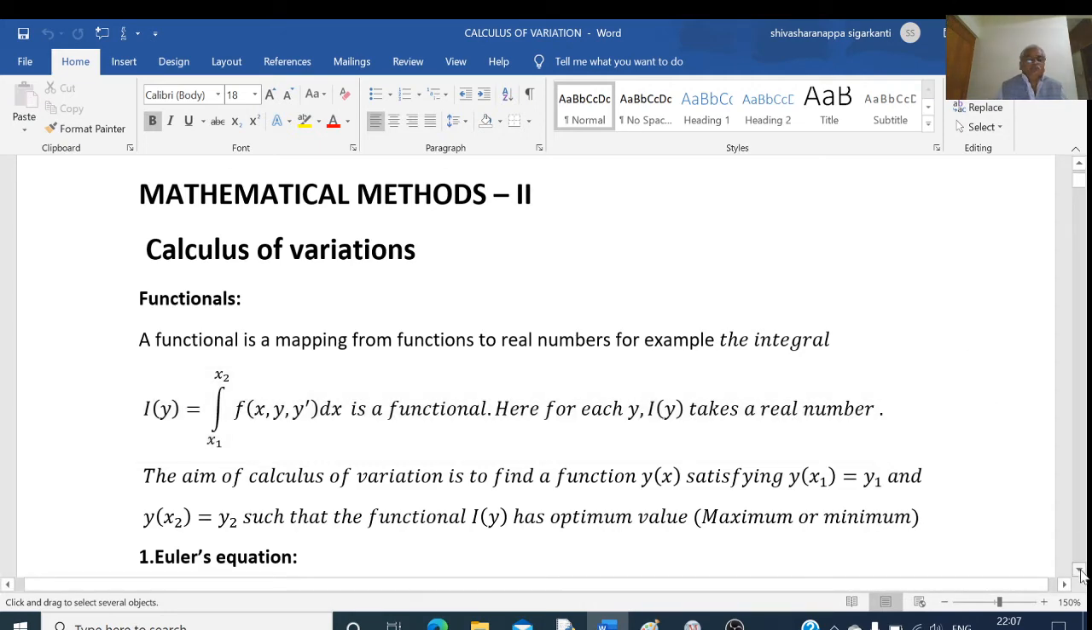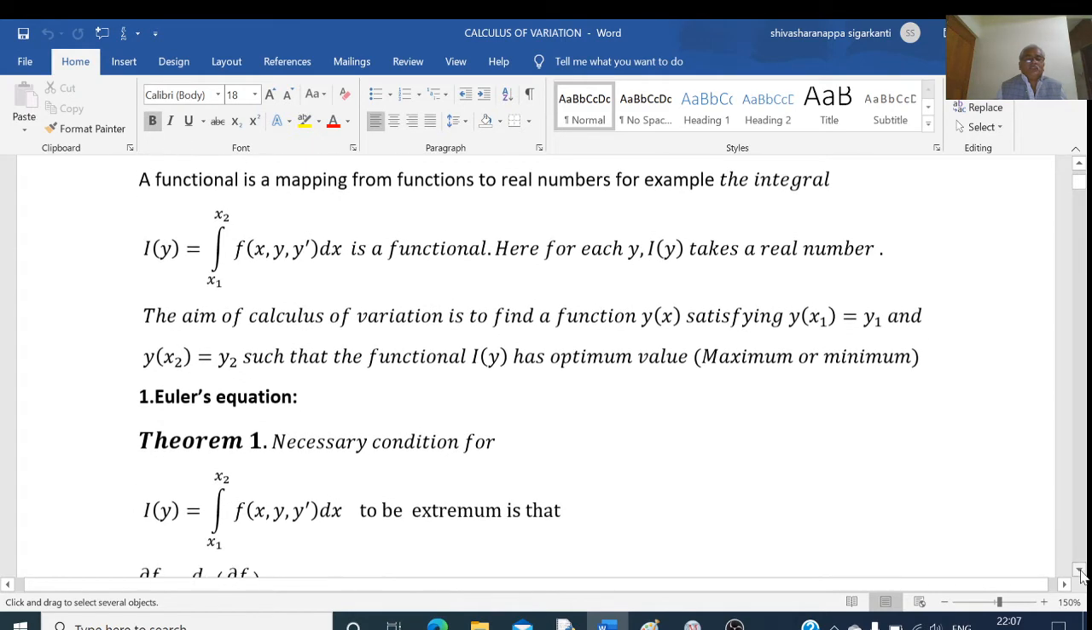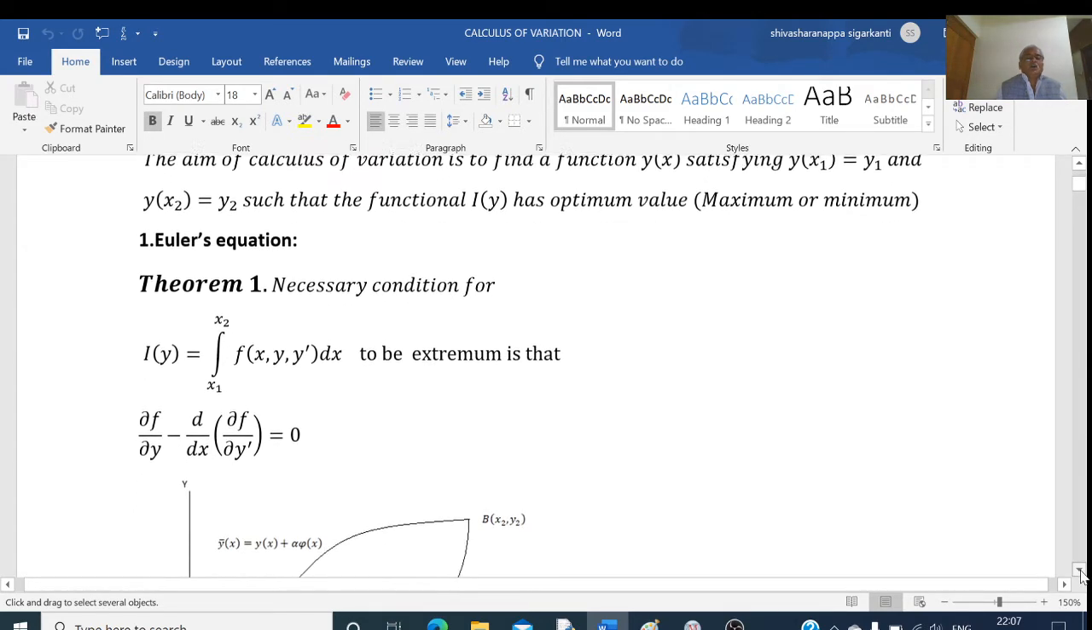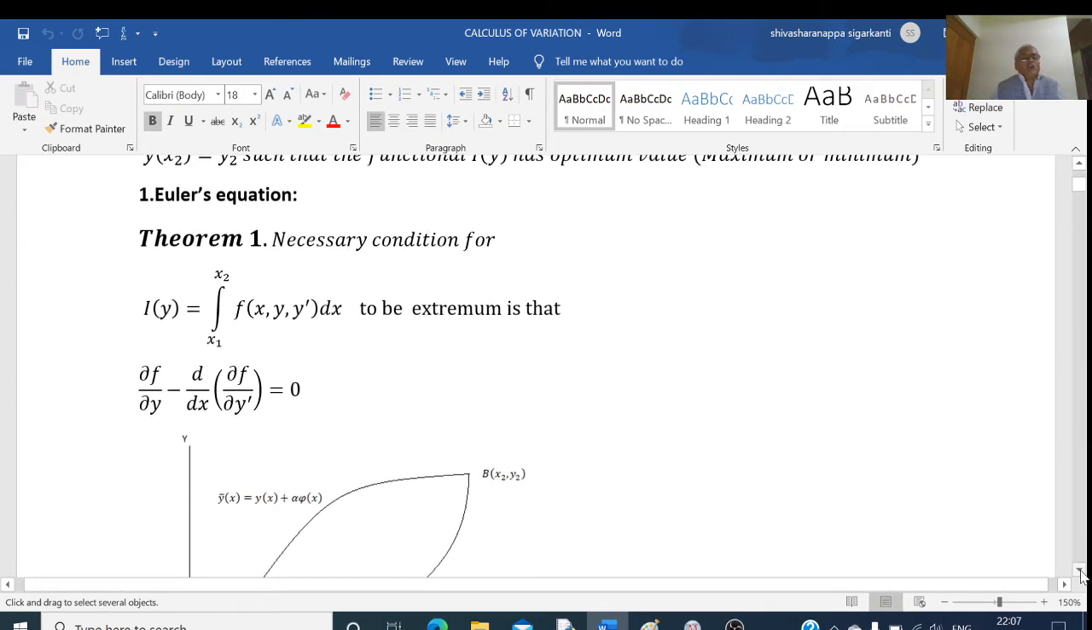One theorem: the necessary condition for this functional I of y equal to the integral from x1 to x2 of f of x comma y comma y dash dx to be extremal is that dou f by dou y minus d by dx of dou f by dou y dash is equal to 0. So this is the necessary condition.